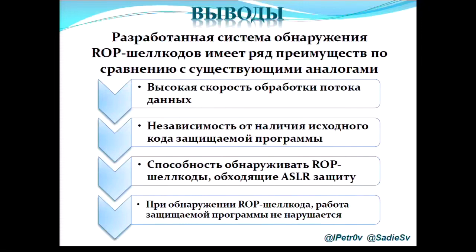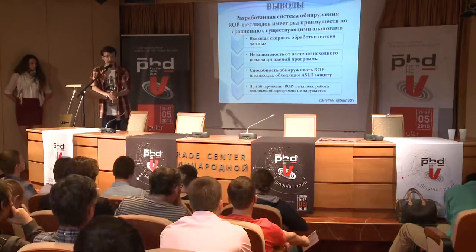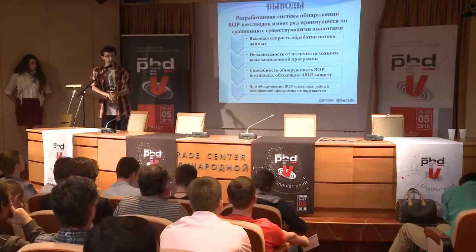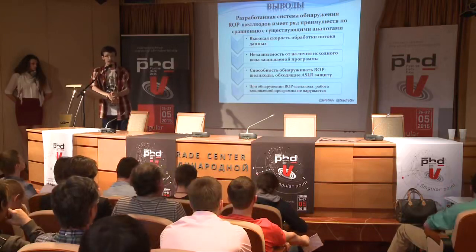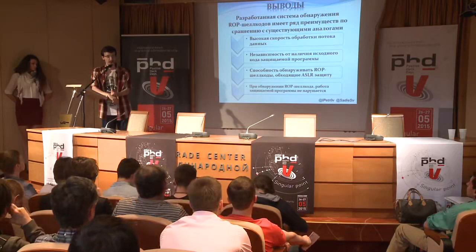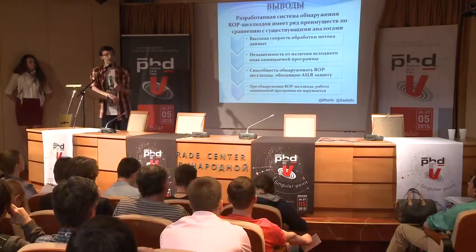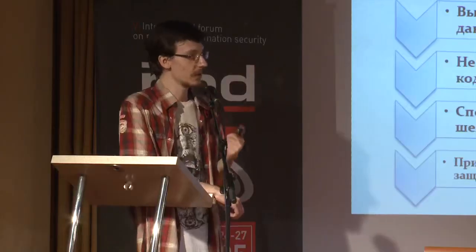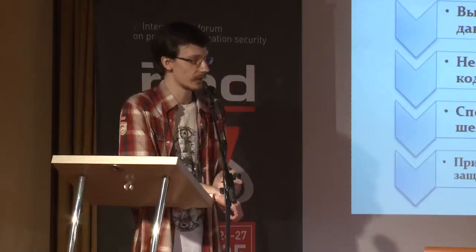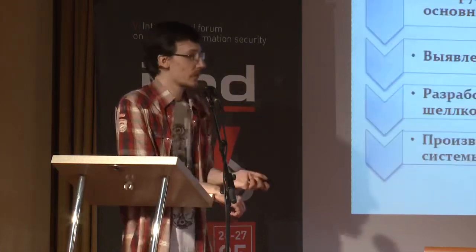We have developed a system for detection of ROP shellcodes in high-speed networks. This product has a number of advantages compared to the existing analogies. Among those advantages are high speed of data processing, independence from the availability of the source code of the protected program, the ability to discover ROP shellcodes which get around ASLR protection, and another advantage is the fact that to prevent the harmful activities of ROP shellcode, you don't have to halt the program that is being executed.